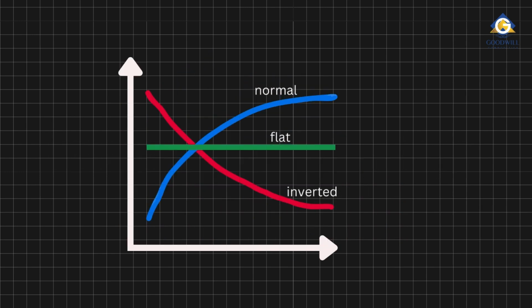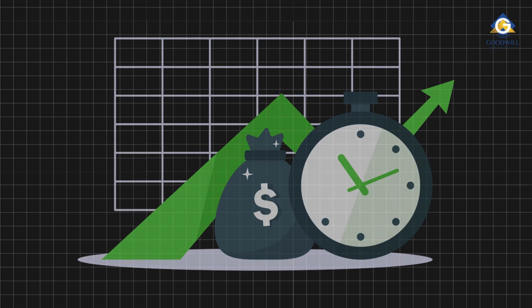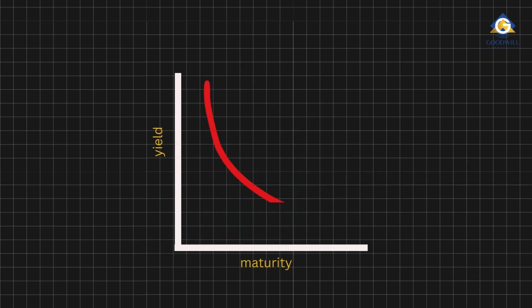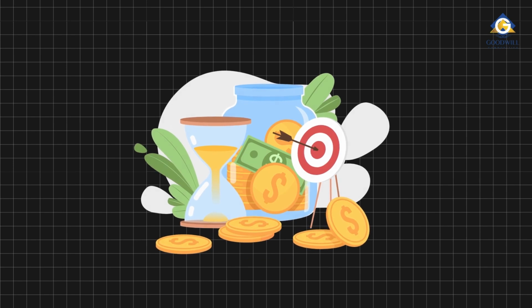Investment strategy. Investors often use the yield curve to develop their investment strategies. For instance, in a normal yield curve, they may opt for longer-term bonds for higher returns, while in an inverted curve, they might prefer short-term, more secure investments.